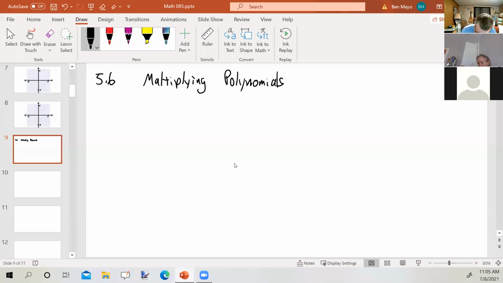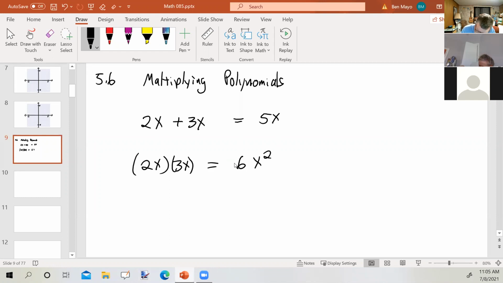Okay, so let's say we have 2x plus 3x. We're adding like terms. So as we looked at yesterday, this would be 5x. But let's say we have 2x times 3x. This is going to be 6x squared. Where are we getting that? Well, let's take a look. 2x times 3x.